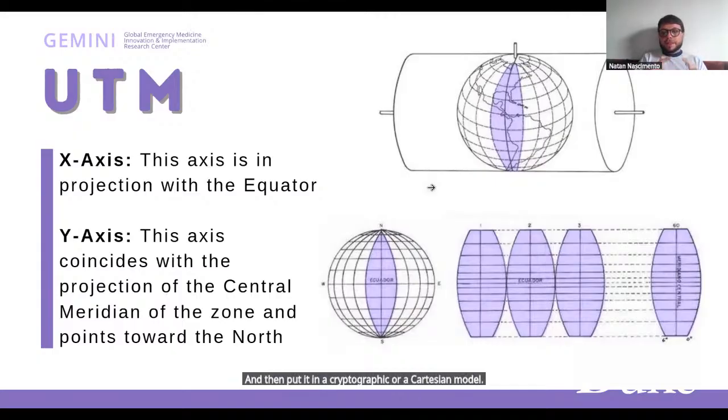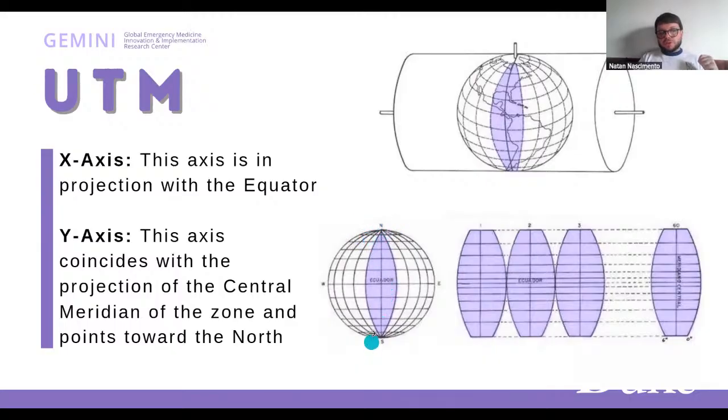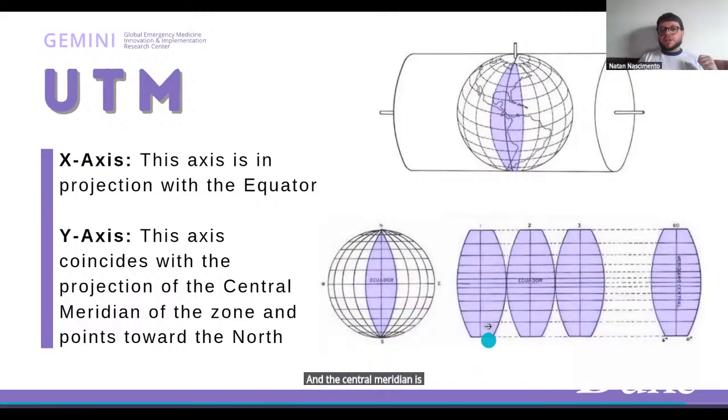So in this model, which is the most used, the x-axis is in projection with the equator, and the y-axis coincides with the projection of the central meridian of the zone and points towards the north. So it always goes up the north. And the central meridian is whatever meridian is in that specific zone.